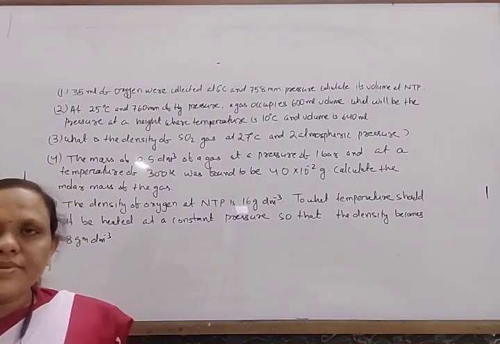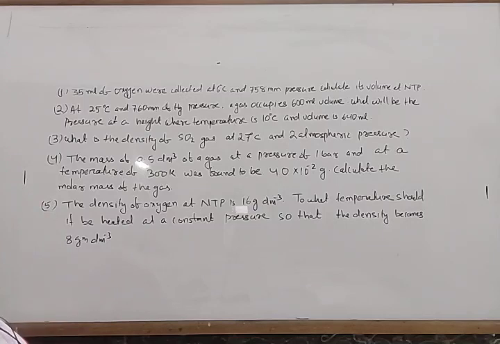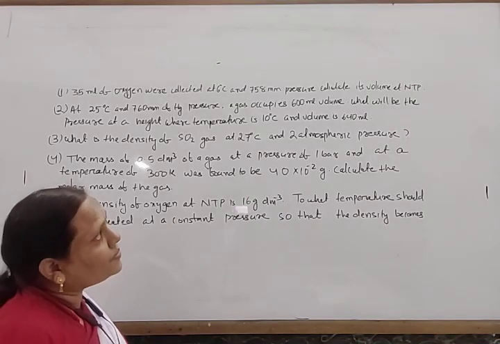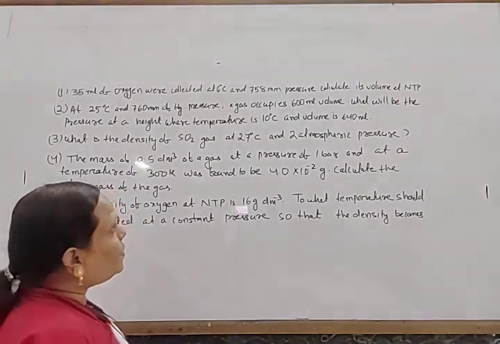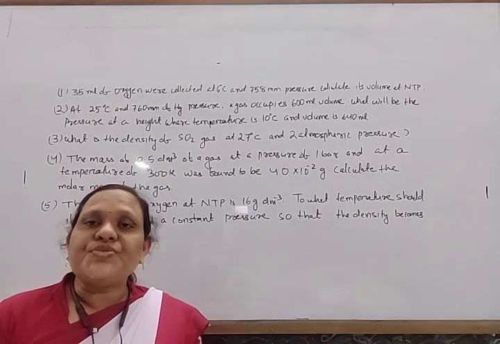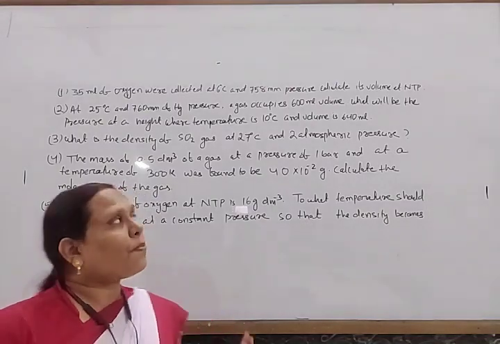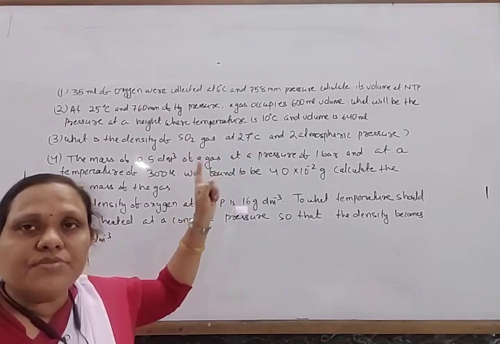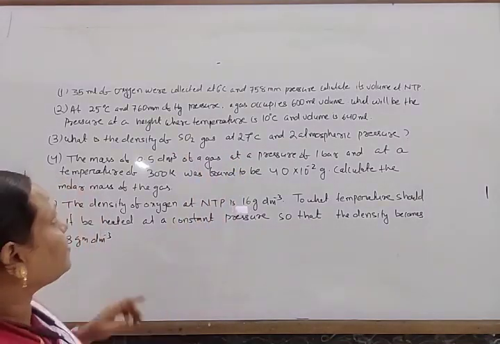Let us solve these problems. First, 35 ml of oxygen were collected at 6 degrees Celsius and 758 mm pressure. Calculate its volume at NTP. This question is based on the combined gas equation.